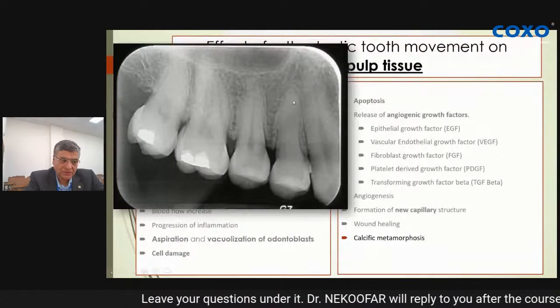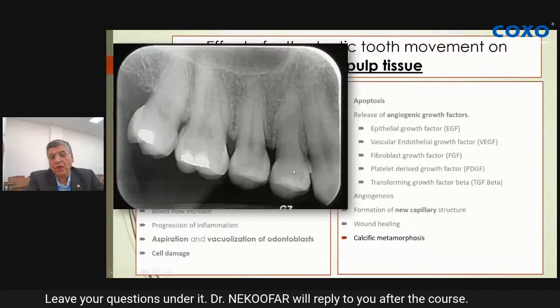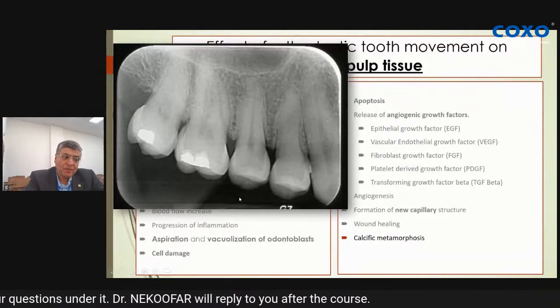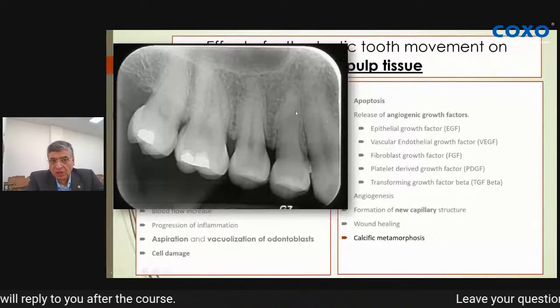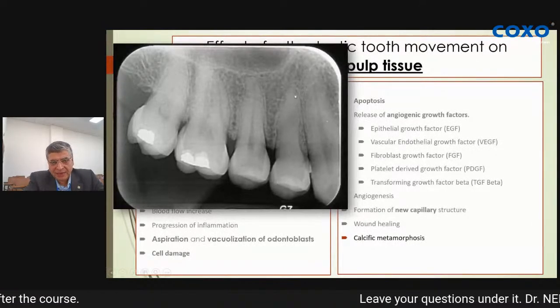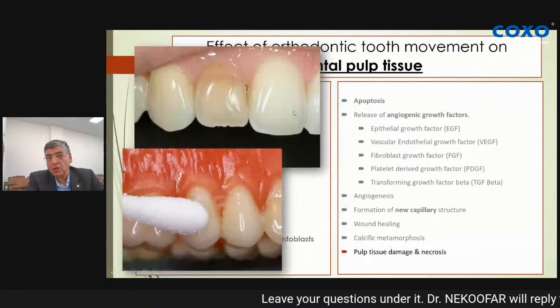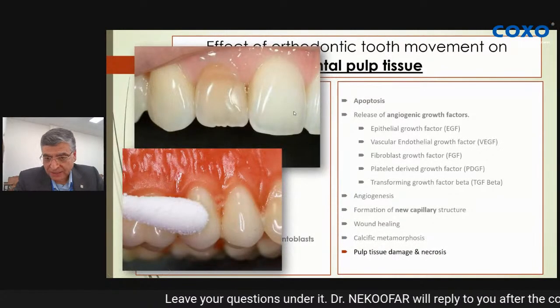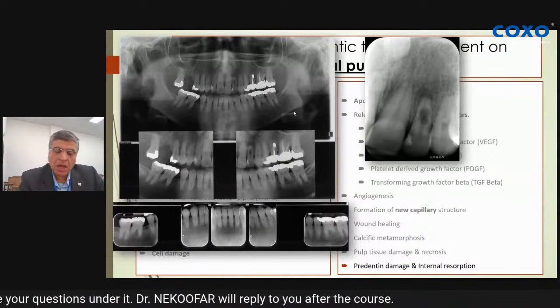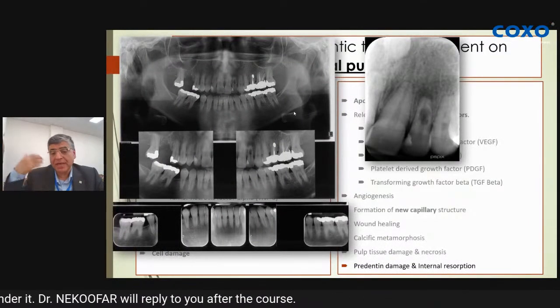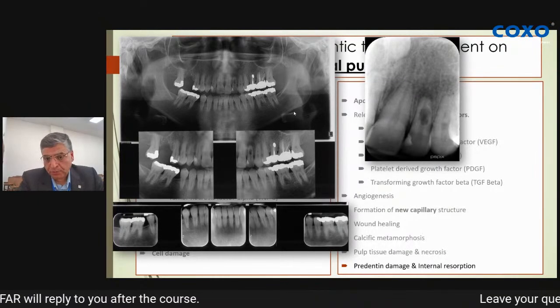So this tooth, for example, is an example of a tooth under orthodontic pressure. If we have such a tooth, can we treat it if it ends up with necrosis or cell damage? The answer is no. So we need to think about that, and we are going to discuss it. And sometimes the periodontium may be damaged and end up with internal resorption.